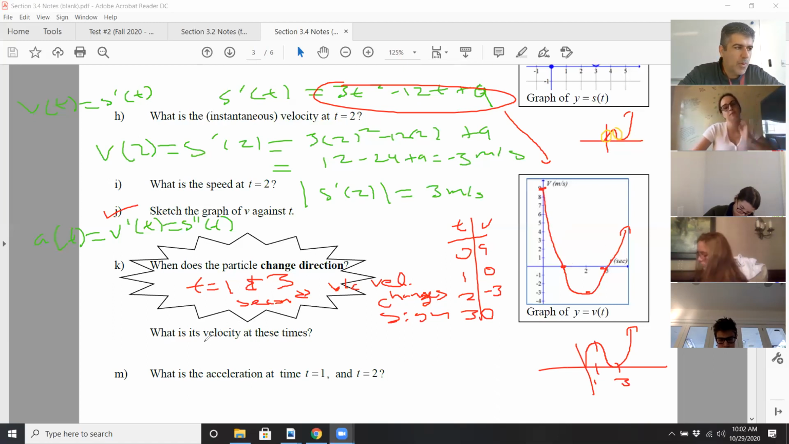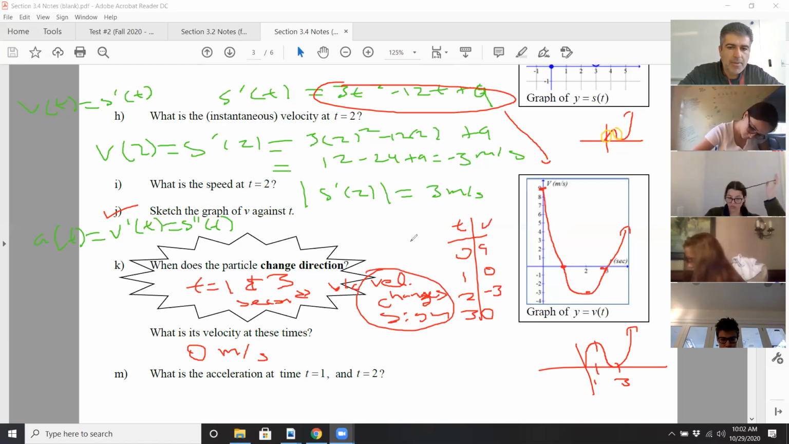And what's velocity at these times? Of course, 0 meters per second. So you always change direction at 0. So you change direction when velocity changes sign. Very, very important. Put a little star there for good reason.